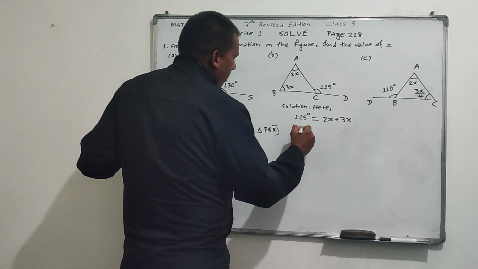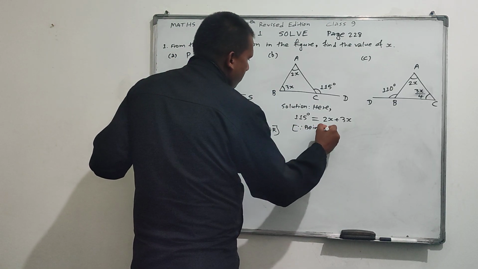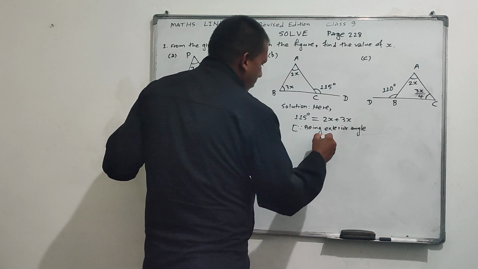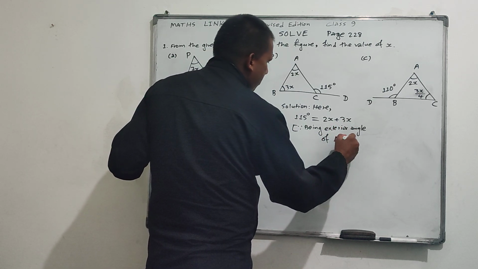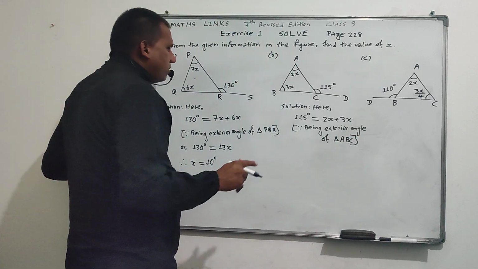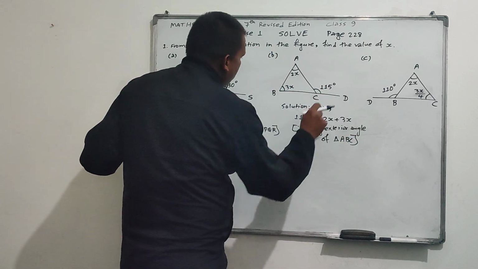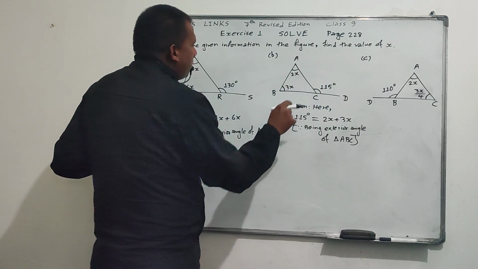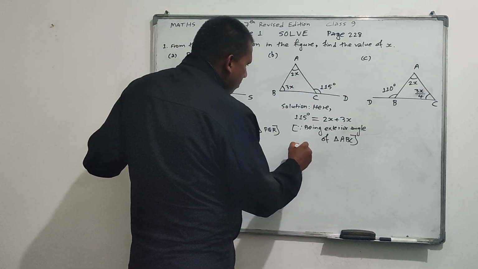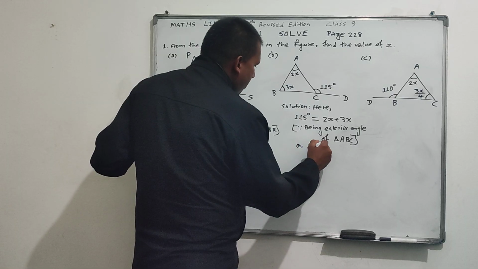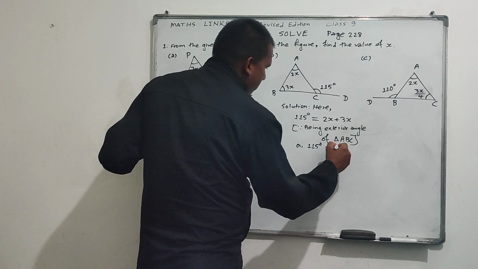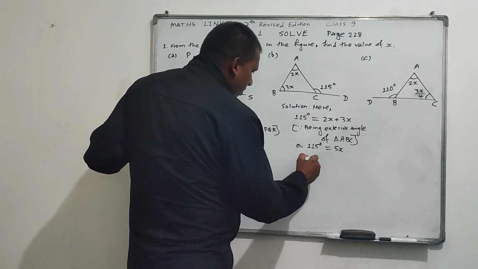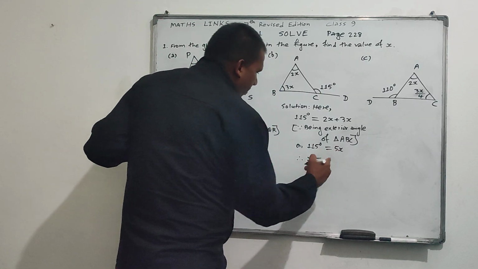Reason being exterior angle of triangle ABC. The exterior angle of triangle ABC is 115 degrees. So, this is equal to the two opposite interior angles. These are 2x and 3x. Or 115 degrees equals 2x plus 3x. It becomes 5x. Therefore, x equals 115 divided by 5.